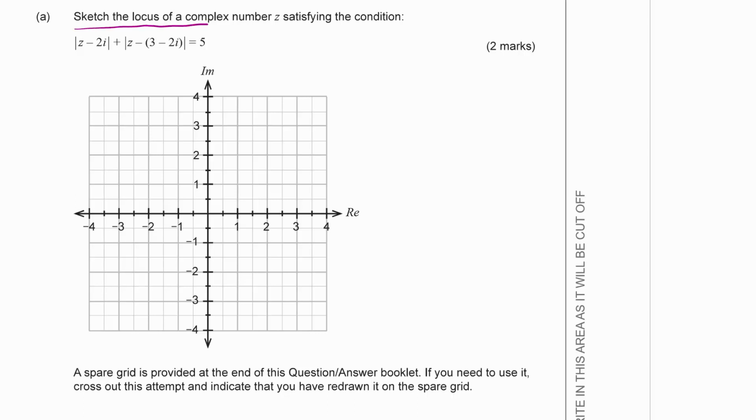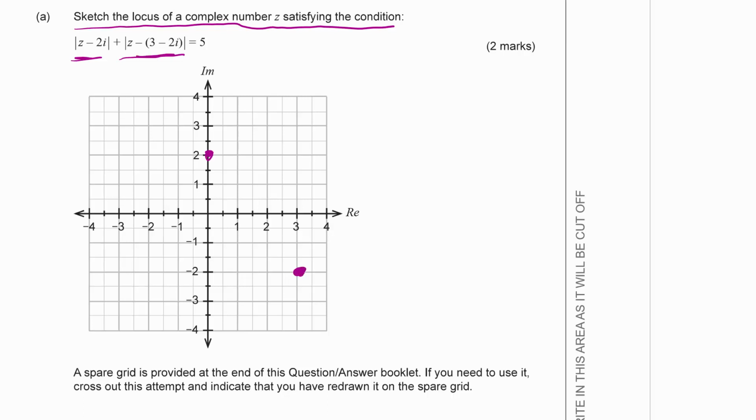Sketch the locus of a complex number z satisfying the conditions shown here. The distance from 2i, add the distance from 3 minus 2i is equal to 5. So z minus 2i, that's the distance from the point (0, 2) on an Argand diagram. And z take away 3 minus 2i means that we need to go to (3, -2).